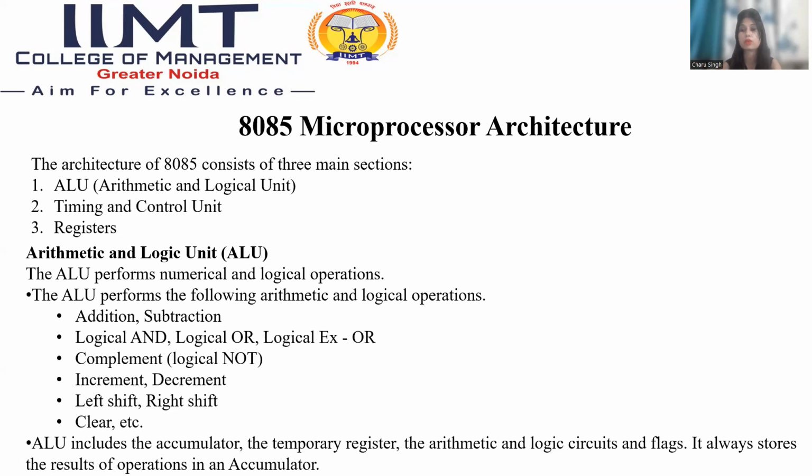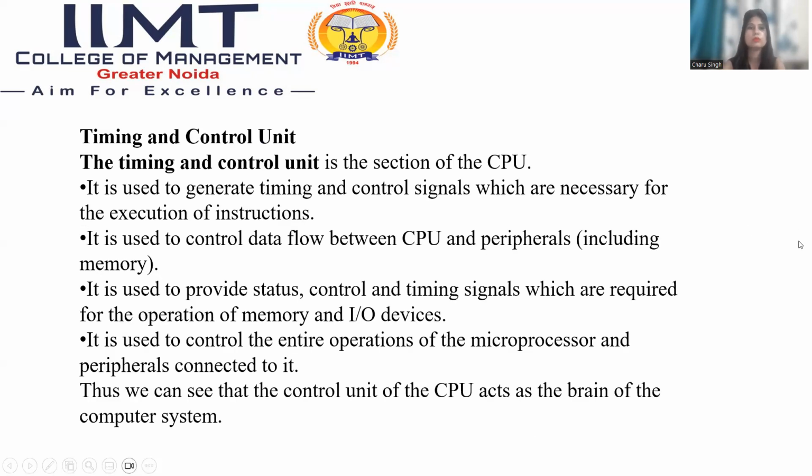So in the flags, it always stores the results of operations in the accumulator. The accumulator register will always store the results of any instruction or any operation. The timing and control unit is the section of the CPU used to generate timing and control signals which are necessary for the execution of instructions.